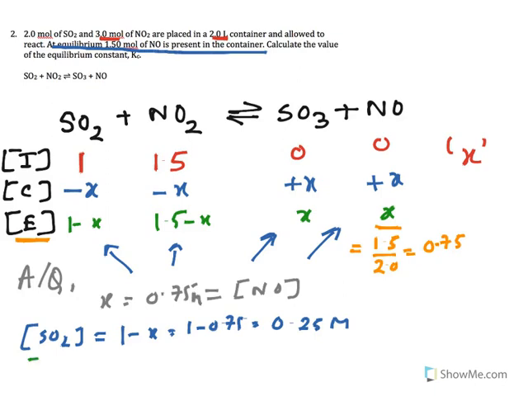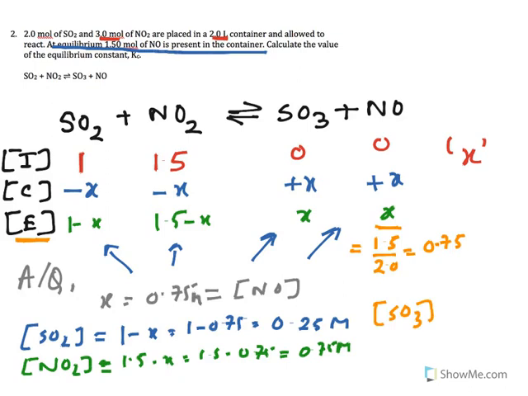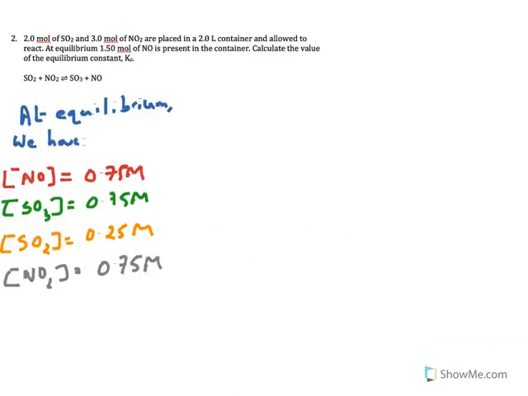Next, for NO2, we're going to have 1.5 minus x, which is 1.5 minus 0.75, which will again give us 0.75 molar. And then once again, SO3 also has the variable x and nothing else. So when we say, what is the concentration at equilibrium for SO3? We can easily find that it's equal to x, which is the same as nitrogen monoxide's concentration, which is 0.75 molar. Now that we have our equilibrium concentrations for every single reactant or product, we can plug them into our equation for the equilibrium constant Kc.